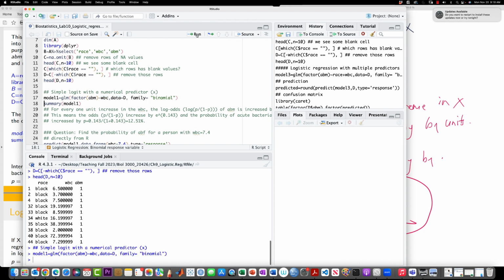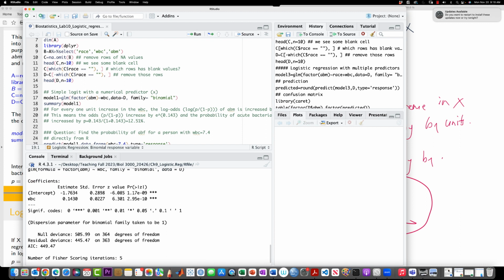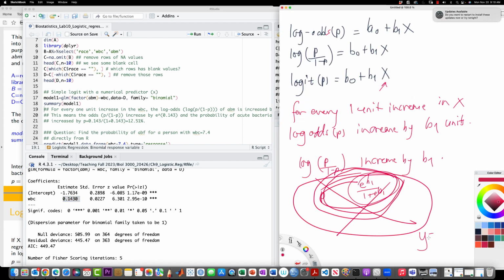Okay, let us see what we got. WBC has, as we saw earlier in the slide, the intercept and the WBC coefficient. So what is the equation we got? It is Y equals A plus BX, negative 1.7634, and then plus 0. Not Y equals, I'm sorry, this should be logit P equals, not Y equals. Y would be for simple linear regression.